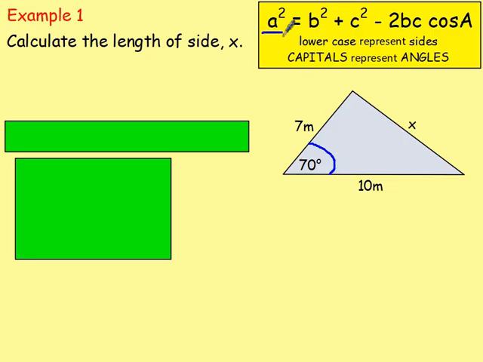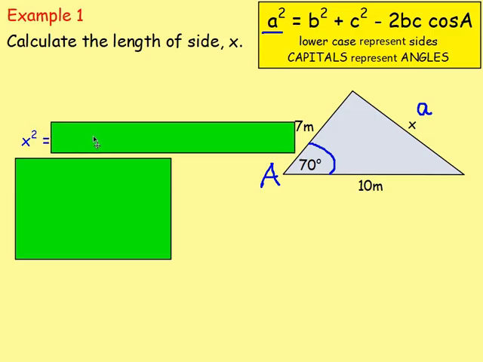Within this formula, a squared equals b squared plus c squared, the a is going to be what we're wanting to find. So that there is going to be a. And because that is a, this angle will be capital A. And again, the lowercase b and c are just going to be these two sides, and it doesn't matter which way around you have it. So a squared, well, we're calling it x, so you may as well just write x squared equals b squared plus c squared, which is just going to be the two sides, the 7 and the 10.